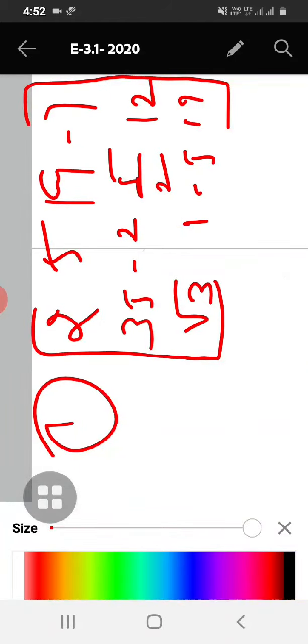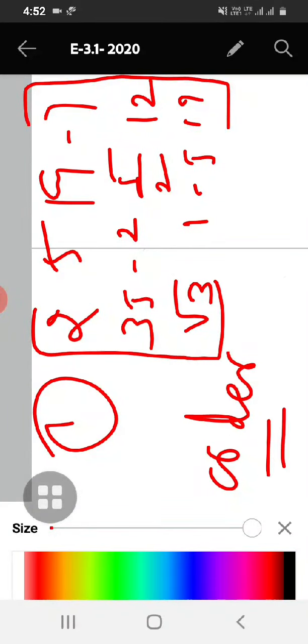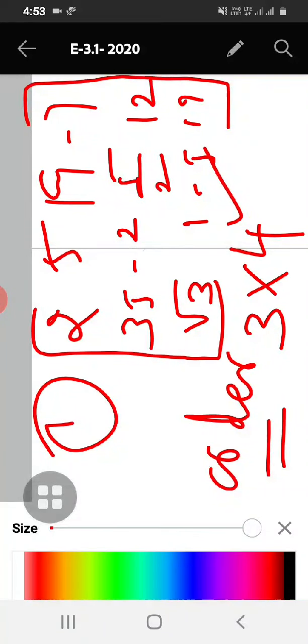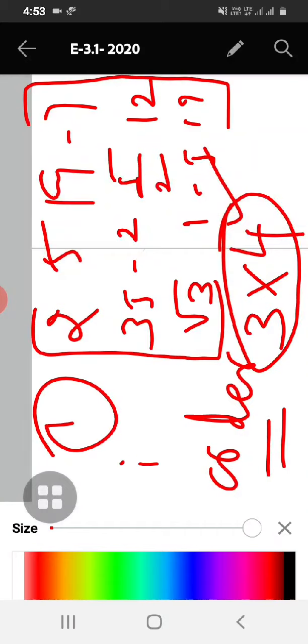Order is asked here. The order of the matrix is the number of rows and columns, so you count the number of rows and columns. Here the number of rows is 3 and columns are 4. So the order of the matrix is 3 cross 4. This is the answer for the first question.